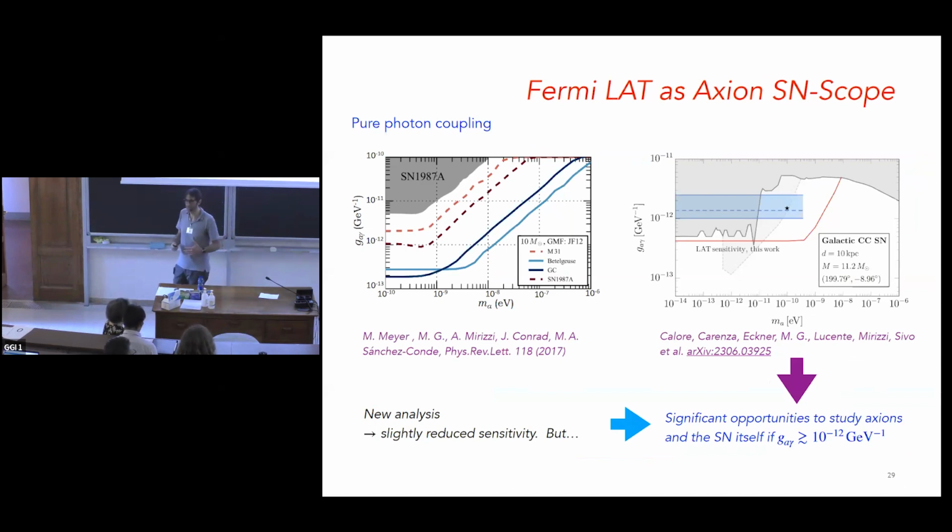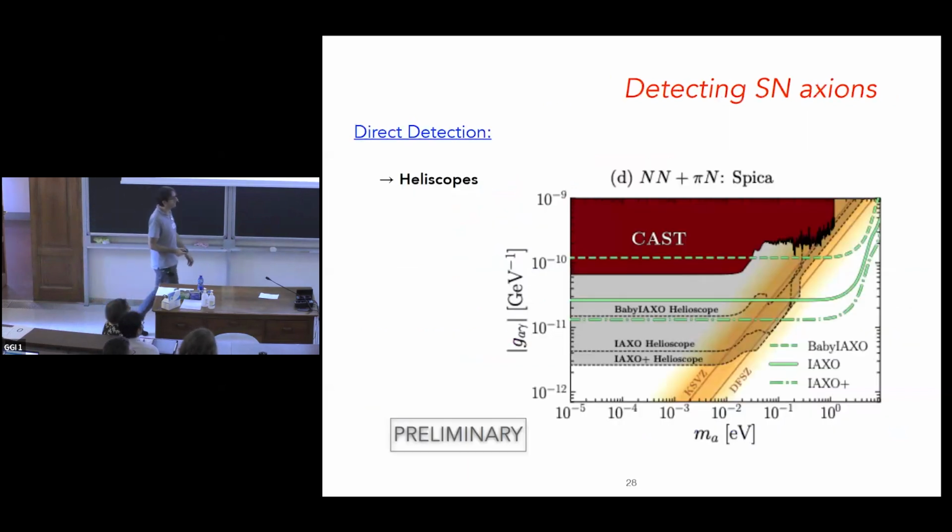In that case, you can really probe a large region of the parameter space. If they are not that light, you can still see them even without conversion, with a helioscope. But maybe we can discuss this plot later. There's not much time to discuss it. I just mention you see very few events if you're lucky.